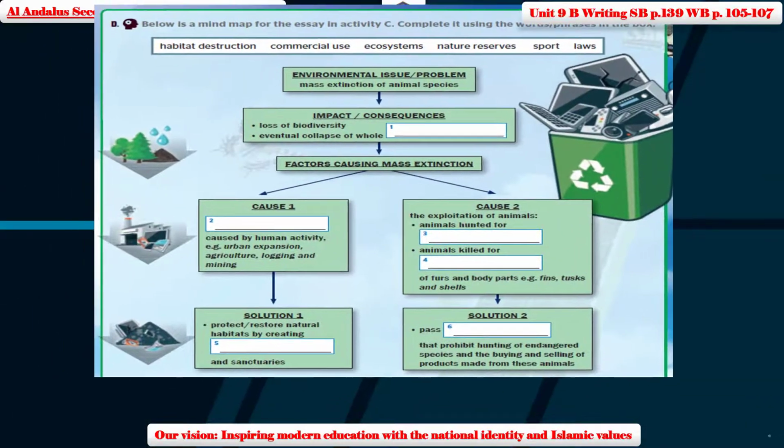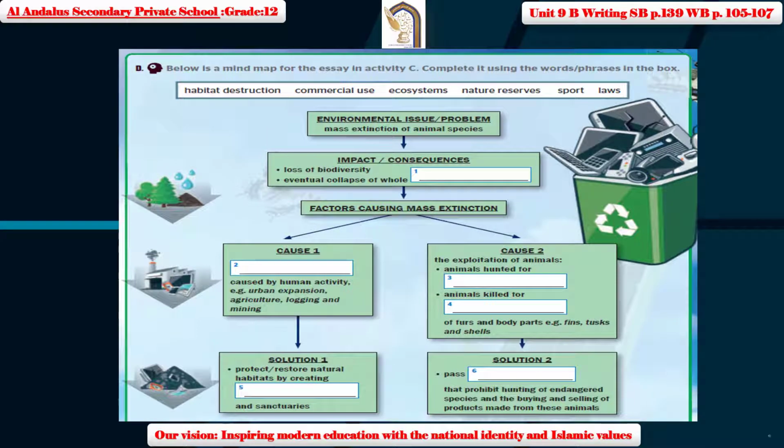This is exercise D. Below is a mind map for the essay in activity C. Complete it using the words or phrases in the box: habitat destruction, commercial use, ecosystems, nature reserves, sport, laws. Now we can look at the flow chart to fill in the gaps.